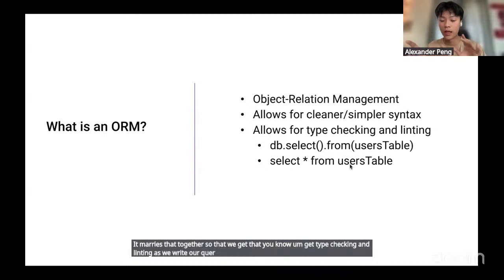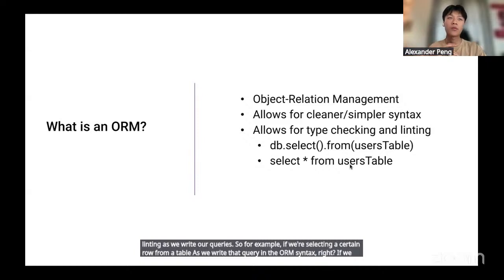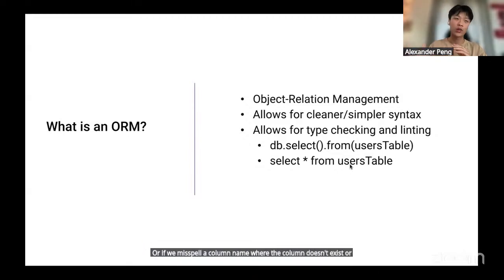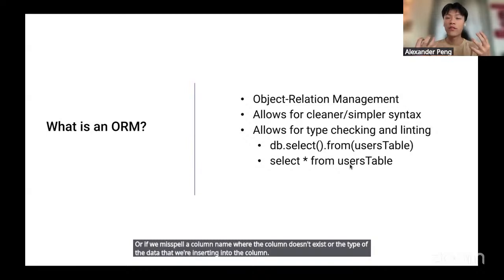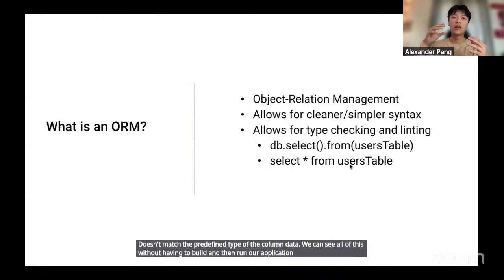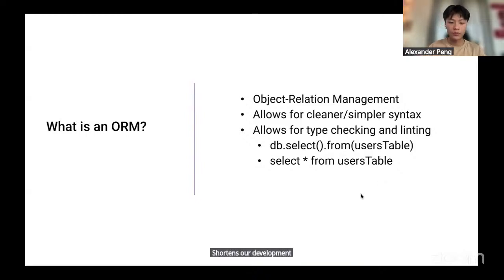So, for example, if we're selecting a certain row from a table, as we write that query in the ORM syntax, right? If we misspell a table name, or if we misspell a column name where the column doesn't exist, or the type of the data that we're inserting into the column doesn't match the predefined type of the column data, we can see all of this without having to build and run our application and then open it up and get an error pop up, right? So it really just shortens our development process by that much.